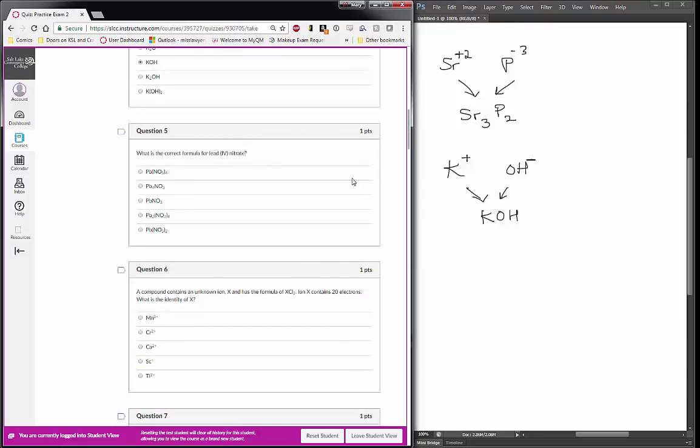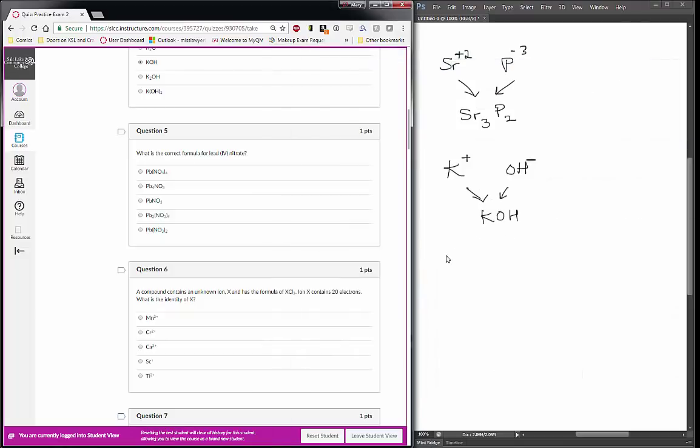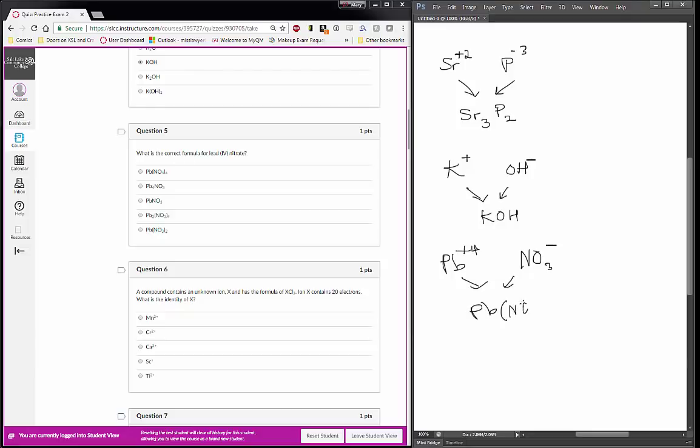Next, what is the correct formula for lead 4 nitrate? So again, naming ionic compounds, but in this case, we're naming an ionic compound that contains a transition metal or a post-transition metal, in this case, lead. So we've got lead 4, Pb, and that little 4 means that it has a charge of +4. And nitrate is one of your polyatomic ions that you memorize. It has a charge of -1 and a formula of NO3. So if I put those together, I'm going to need 4 nitrate ions in order to cancel the charge from the lead ion. So it's going to be Pb(NO3)4.